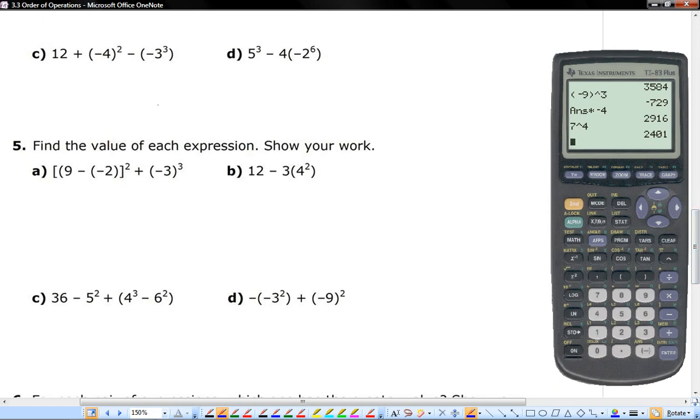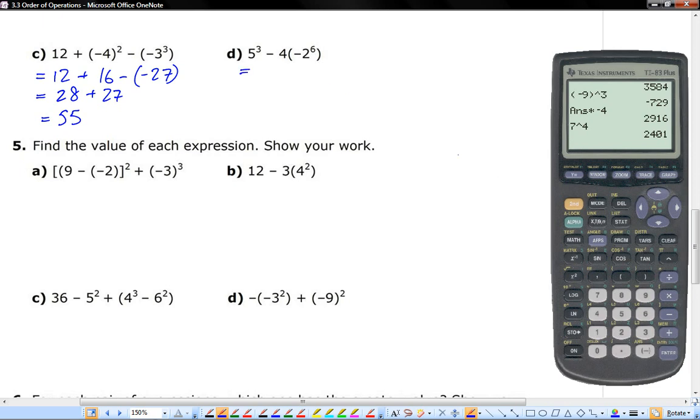Part C, again, need to do the exponents first. So that's 16, and this is going to be negative 27. And now I'm going to go from left to right and do the addition first, so that's 28. And subtracting a negative is like adding a positive, so that will give me 55.